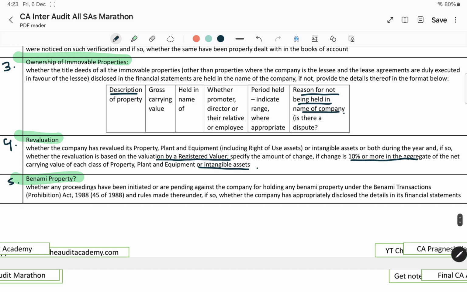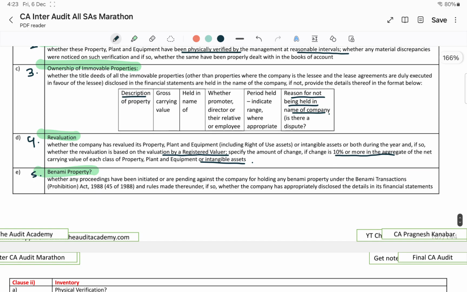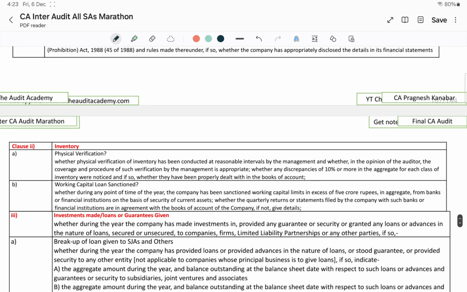And the fifth point is Benami property. Whether any proceedings have been initiated or are pending against the company for holding any Benami property under the Benami Transactions Act 1988 and rules made thereunder. If so, whether the company has appropriately disclosed the details in its financial statement.